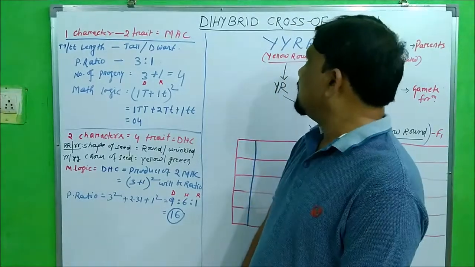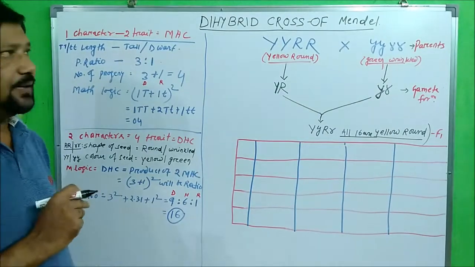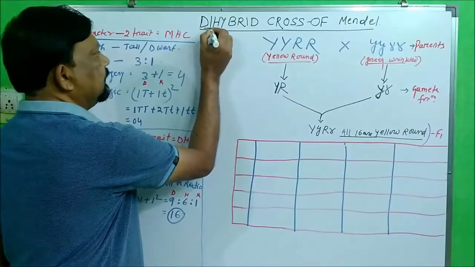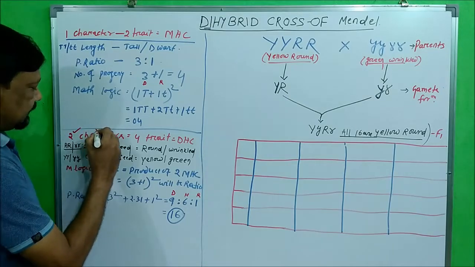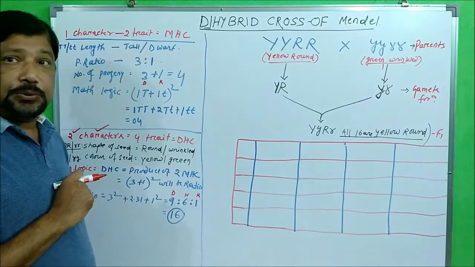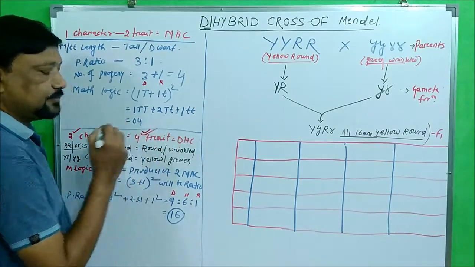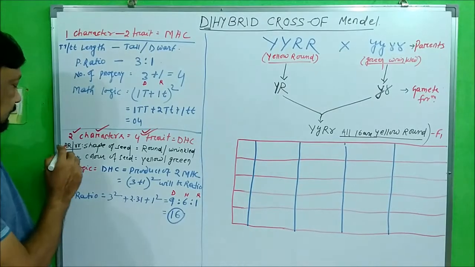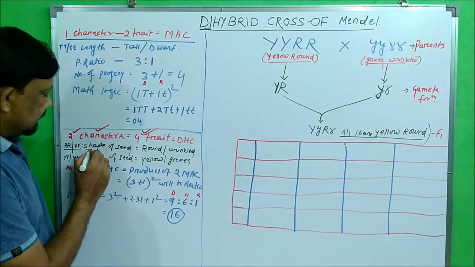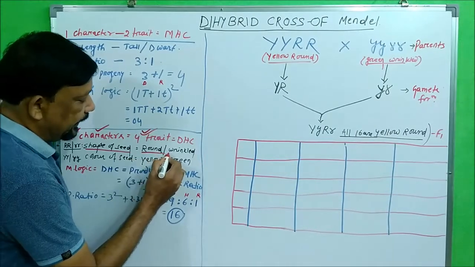Now come to the dihybrid cross. This dihybrid cross involves two characters. That's why the term di. So these are the two characters I have taken here. So in one character, two traits are there. Then in two characters, 4 traits. Let's take an example. First character, shape of seed, whose traits are round and wrinkled.